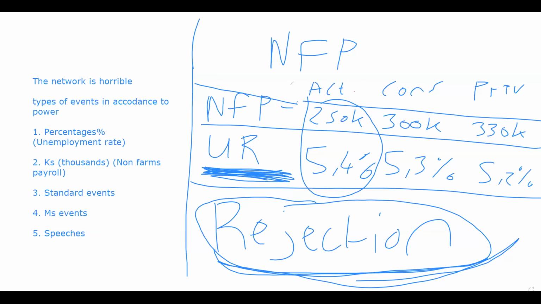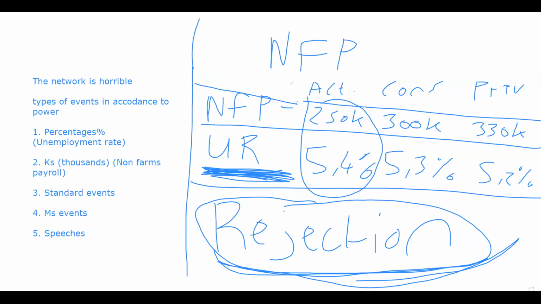Now, where we have case events, anything above 30,000 points is actually a good movement, whether it's a sell or buy. I'm referring to the difference between actual and cons. Anything above 30,000 is actually good.